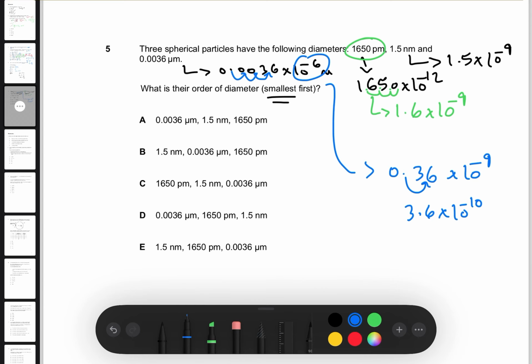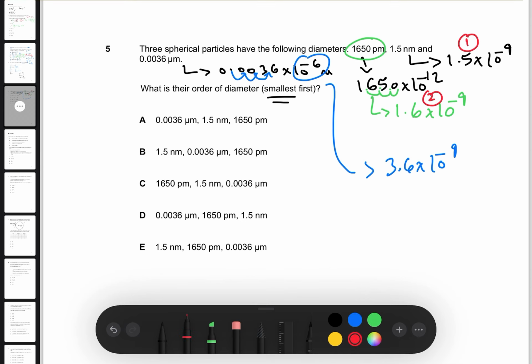So this one is not the smallest yet. Let me see if I made a mistake there. So that's negative 6, and since we're moving it to the other side, that would actually be, sorry, my bad, 3.6 times 10 to the power of negative 9. So the smallest would have to be this one, 1.5 times 10 to the power of negative 9. The second one is this one. And the third, the largest out of all of them, is 3.6 times 10 to the power of negative 9.